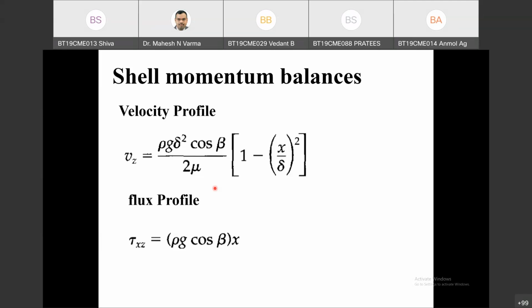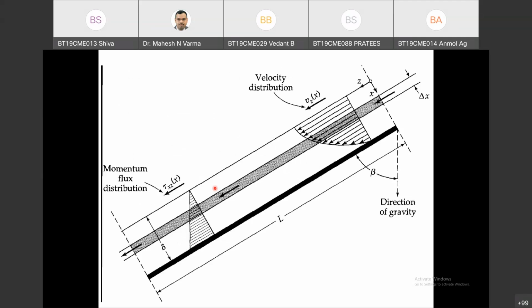No, sir. Sorry, sir. It will be at the interface of gas and liquid. Yes, at x equals 0, you will get maximum velocity. So this is the velocity distribution, the velocity profile. This is a parabolic velocity profile, maximum at the gas liquid interface and 0 at the wall.